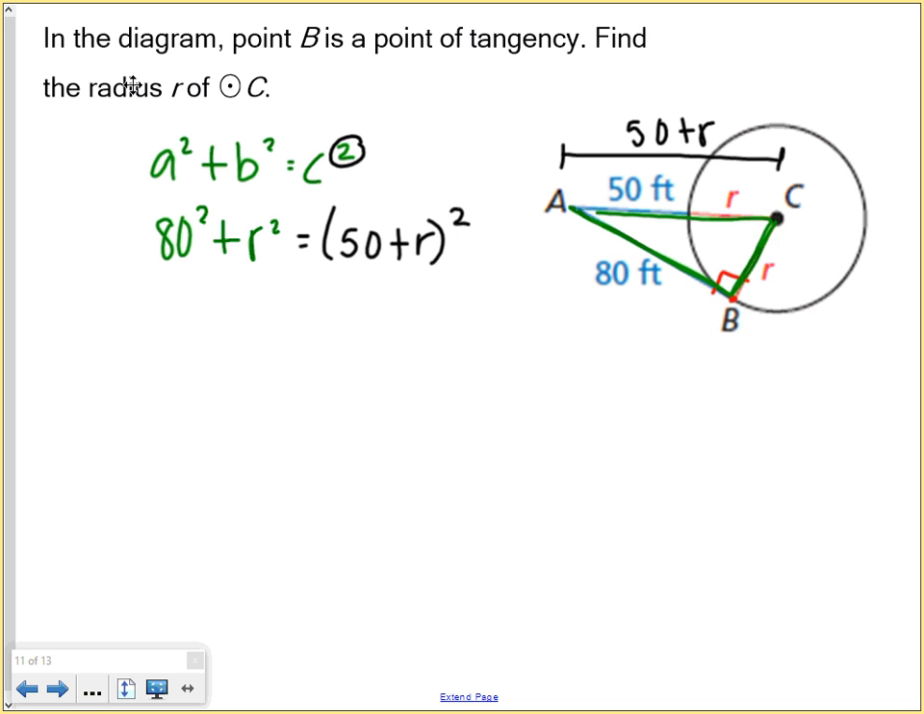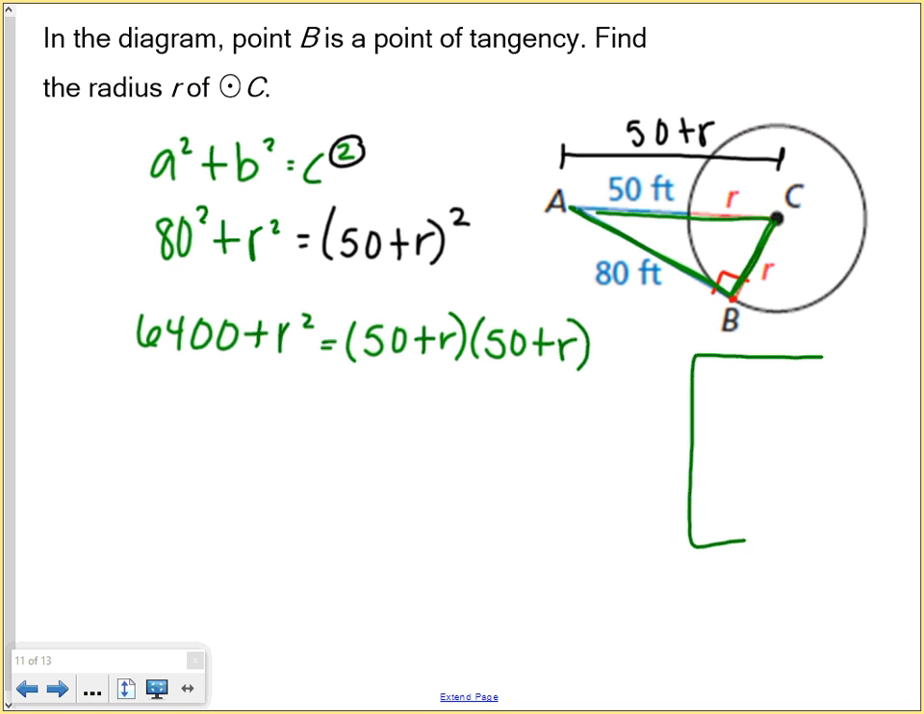All right, let's just take care of the left side. 80 squared. What's 8 squared? 64. So 80 squared is 6,400. And then something squared is something times itself. So 50 plus R squared is 50 plus R times 50 plus R. And this is where on Friday we practiced that box method. If you were gone Friday, we'll go ahead and do it real quick here. So this should look familiar to you.